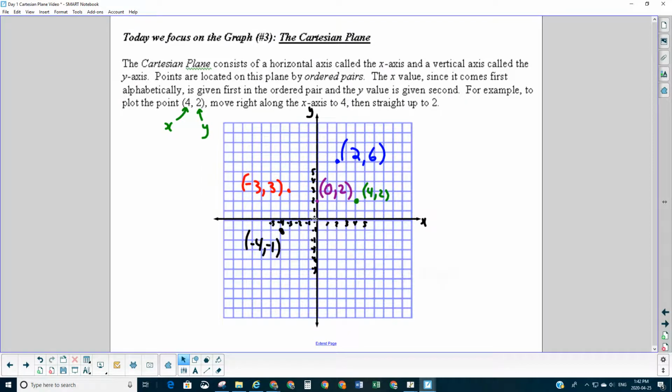One other point I want to point out, and it was stressed in the Desmos activity, is the origin. Okay, the point 0, 0. And that's a very important point. Okay, it's where we start a lot of these graphs, is the origin 0, 0.